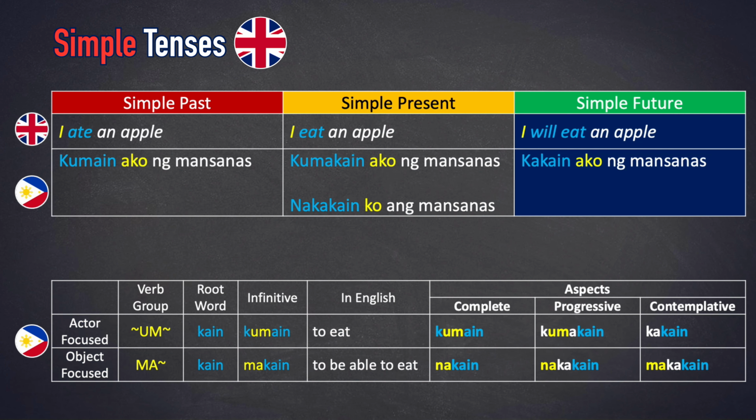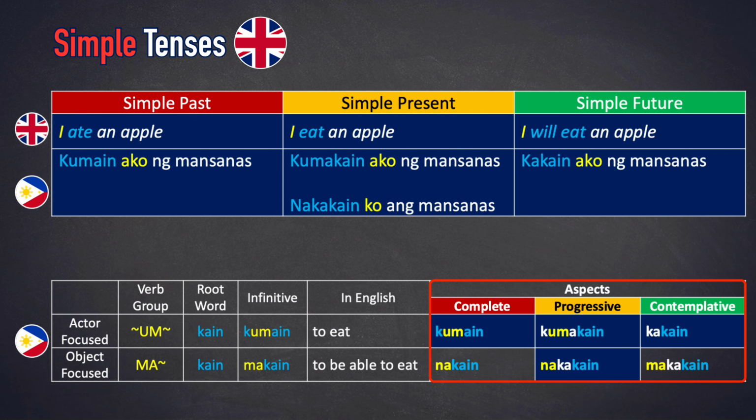The simple future tense is, I will eat an apple. Kakain ako ng mansanas. Kakain is the contemplative form which in this example squarely corresponds to the future tense in English. In these examples, you can see that more or less the English past, present, and future tenses correspond to the Tagalog completed, progressive, and contemplative aspects.